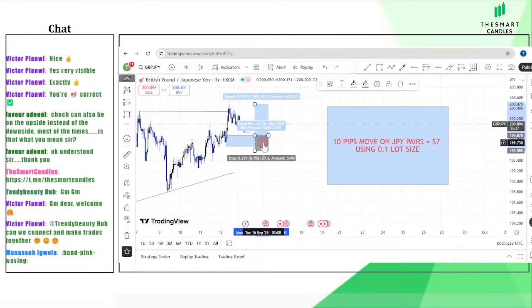So how do I get to do it in a very perfect way? I don't know what you want to lose, but the way I do it personally is, let me say I'm risking $50 on this trade, I'll just do 50 divided by 21. It will give me the lot size I will use on this pair.